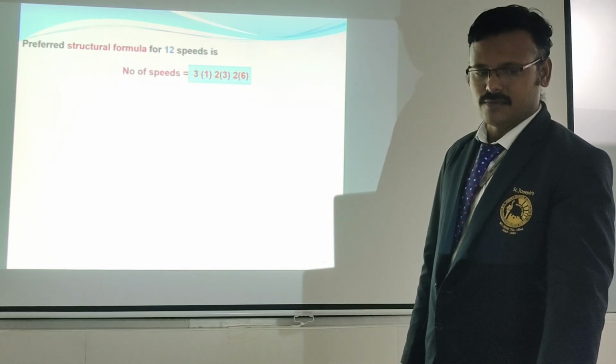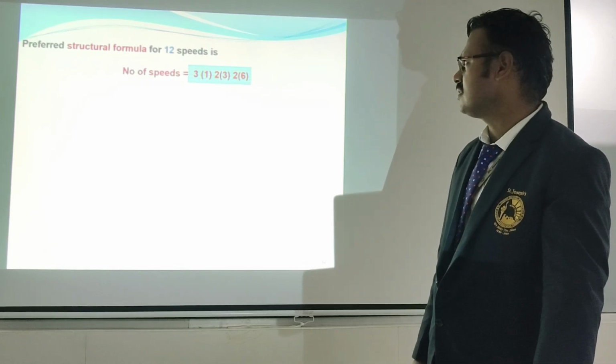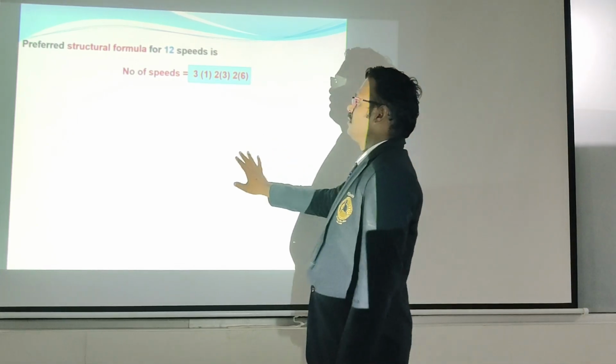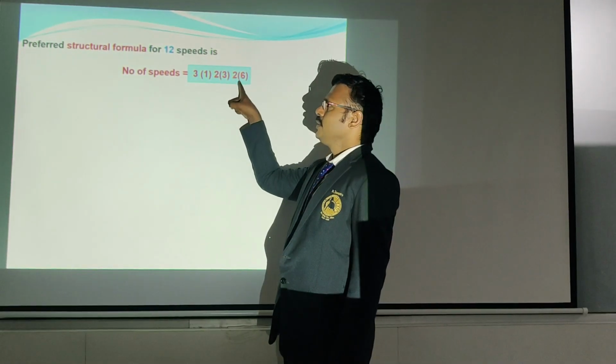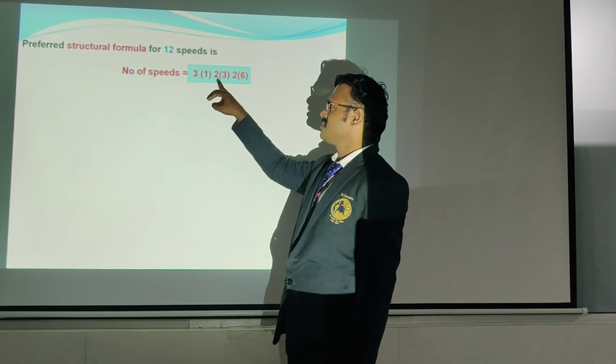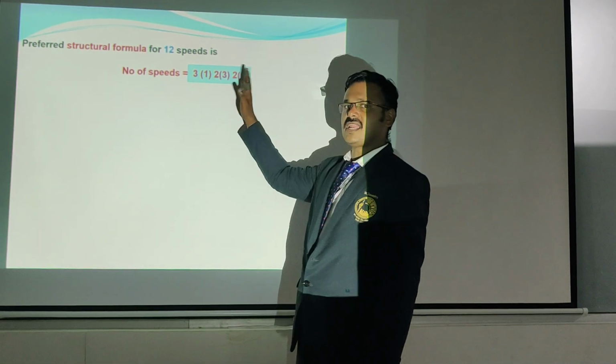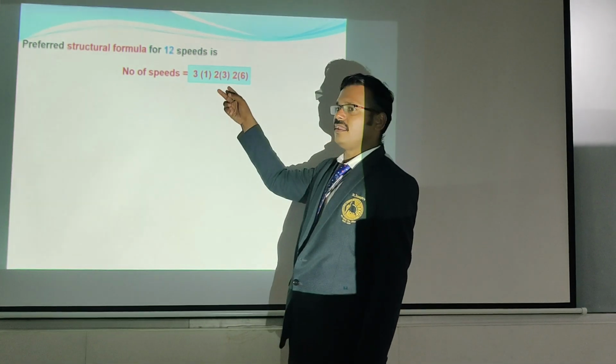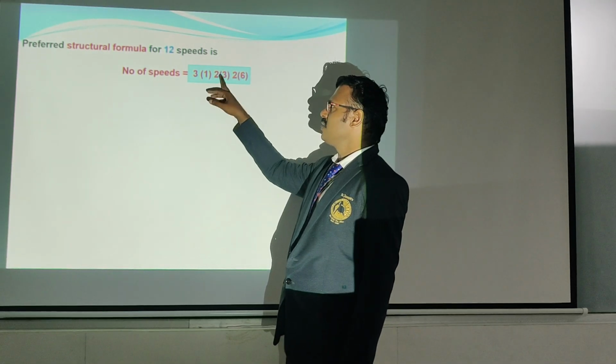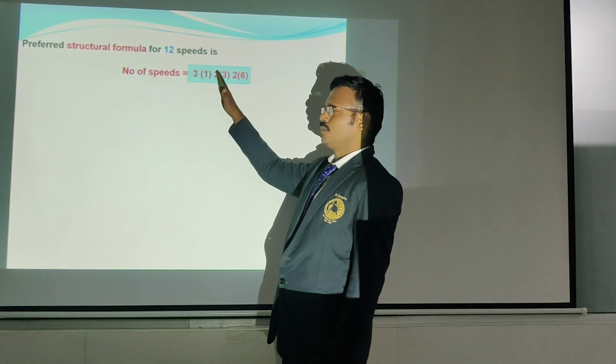It's a structural formula for the 12 speeds: 3 into 2 into 2. So 3 twos are 6, 6 twos are 12. If it is a 9-speed gearbox, 3 into 3, 9. If it is a 6-speed gearbox, 3 into 2 alone.